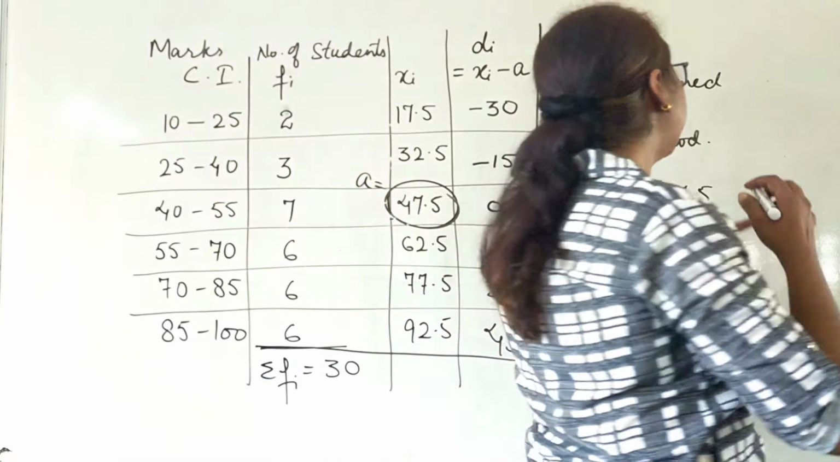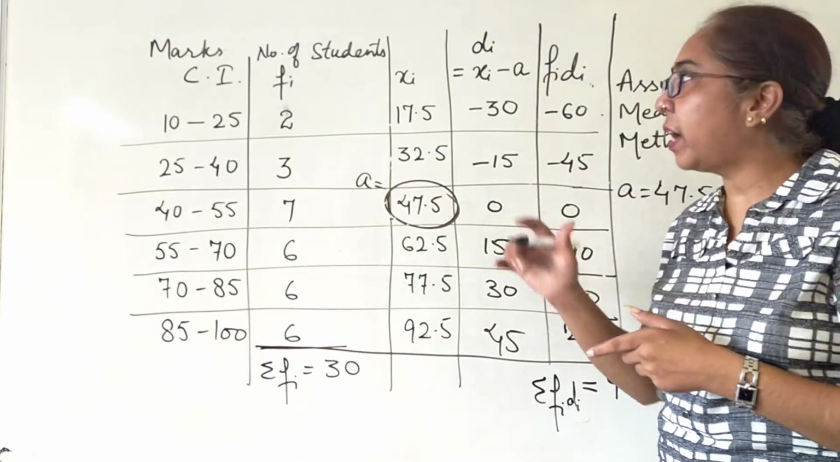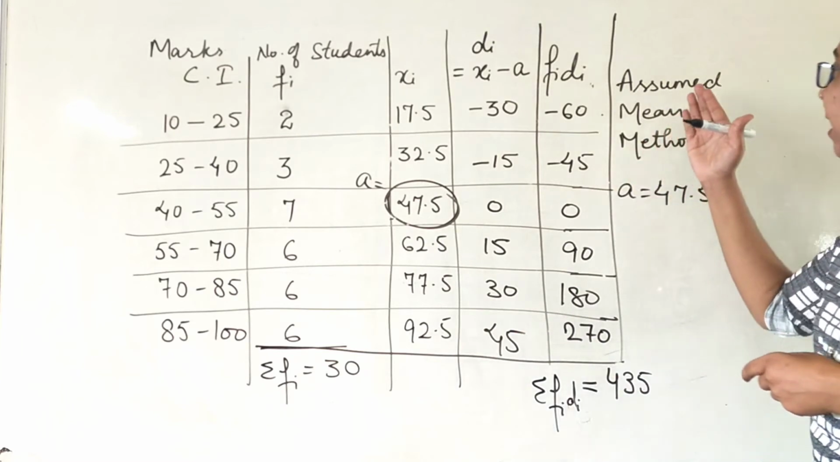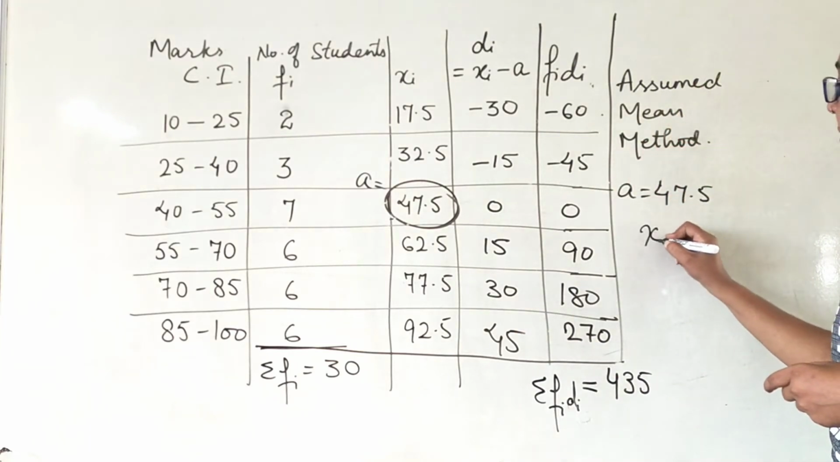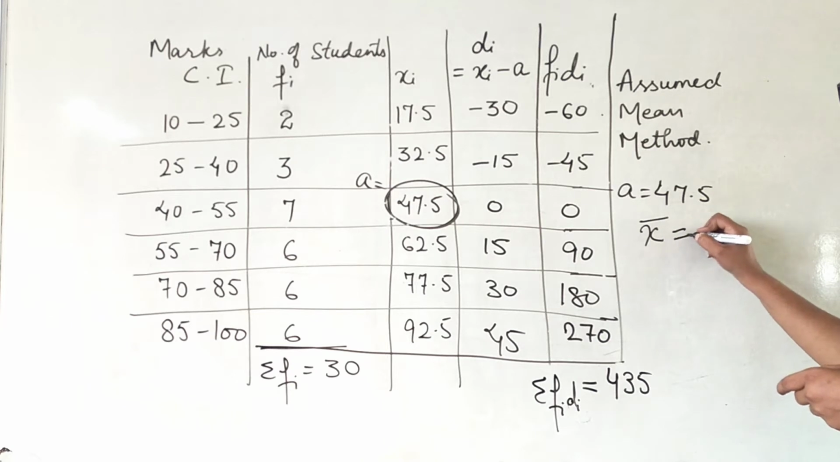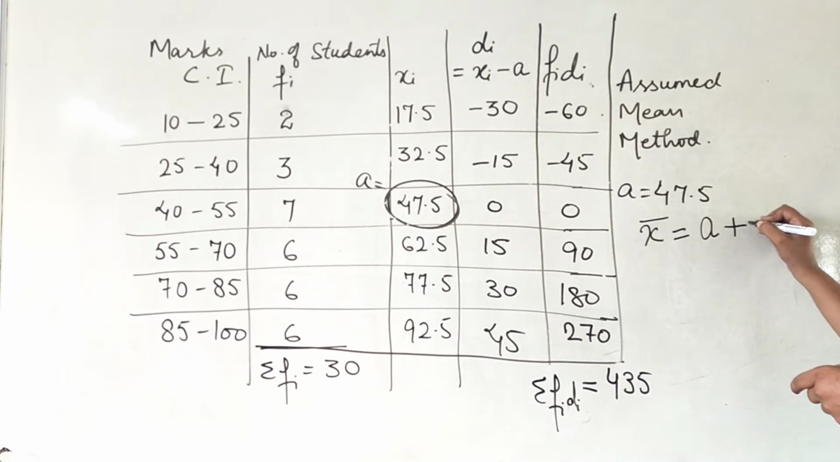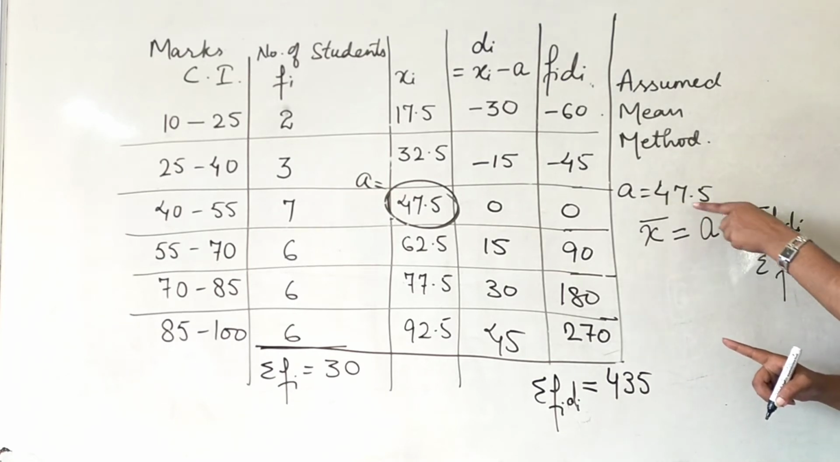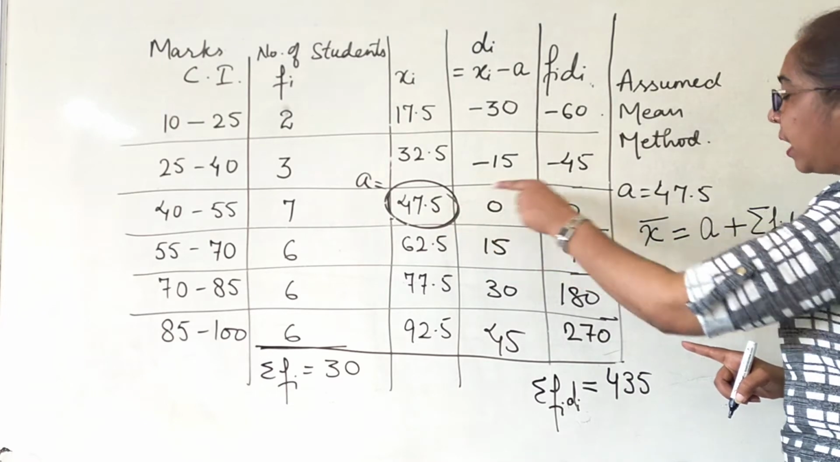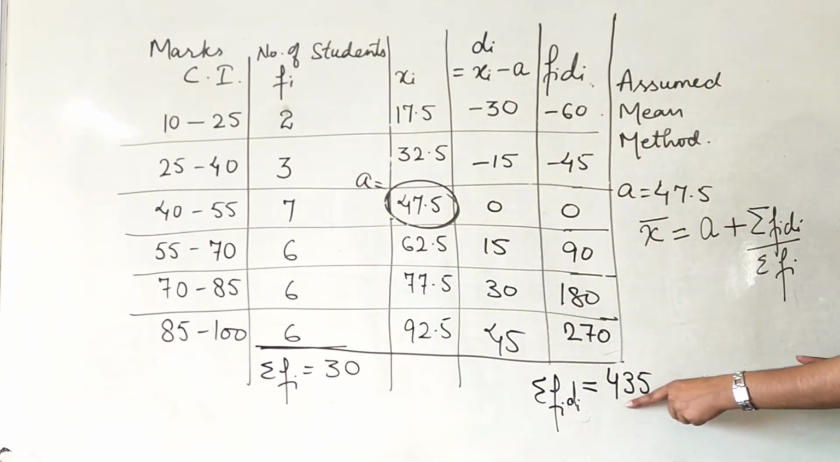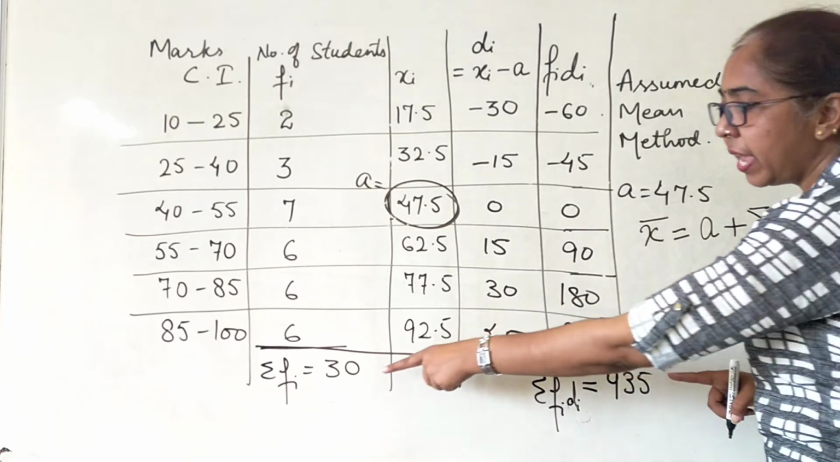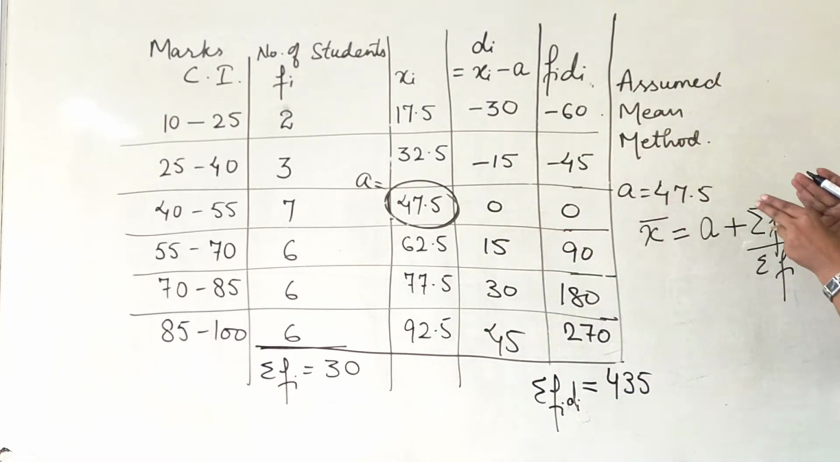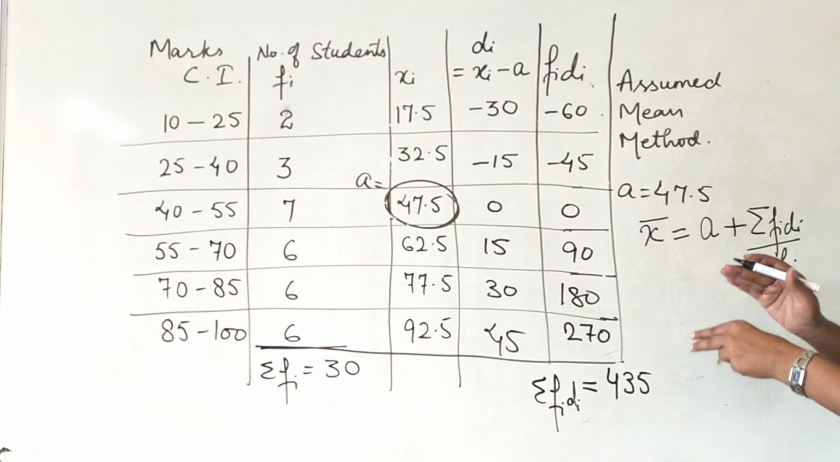Now I would like to share the formula for the assumed mean method. Why do we have to find all these things? Because in the assumed mean method, x bar, the mean, is equal to a plus summation of fi di by summation of fi. This is the formula for getting the mean. A means assumed mean. We have taken it as 47.5. Summation of fi di is 435. Summation of fi we already have, 30. Now put all these values here and solve to get the answer for the mean.